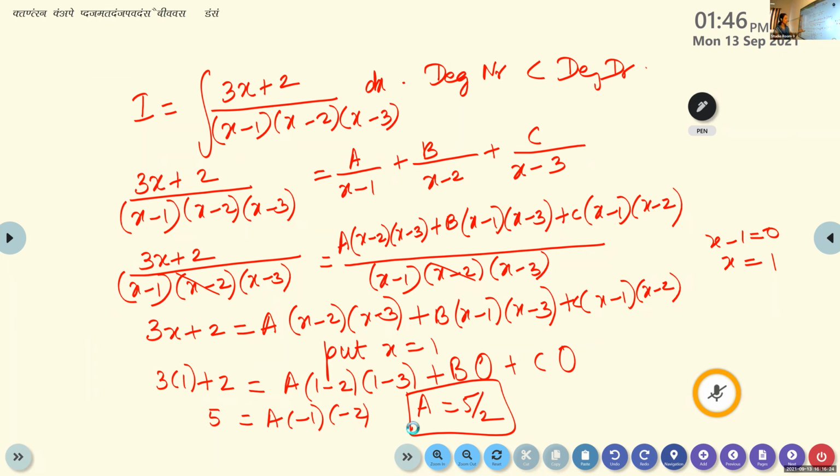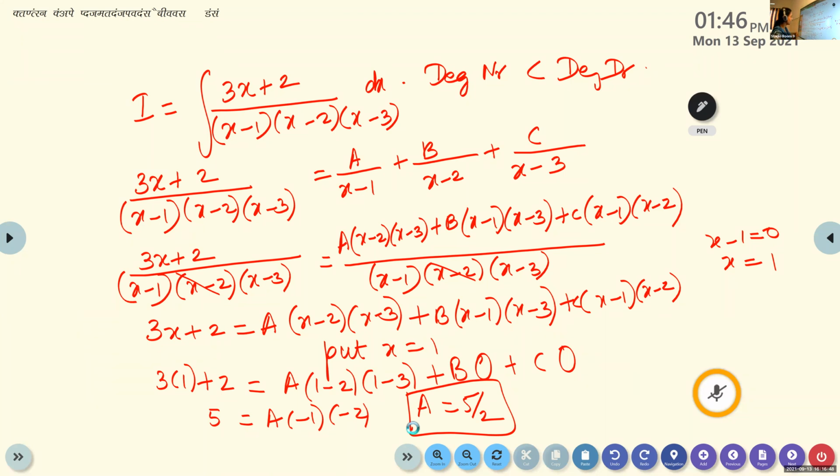In order to find A, you try to make the terms with B and the terms with C as 0. So to make this 0, you look at the term which is the common factor. Here in both the terms, we have x minus 1 as common, so we should make x minus 1 as 0. That means the value of x will become 1. Is it okay?